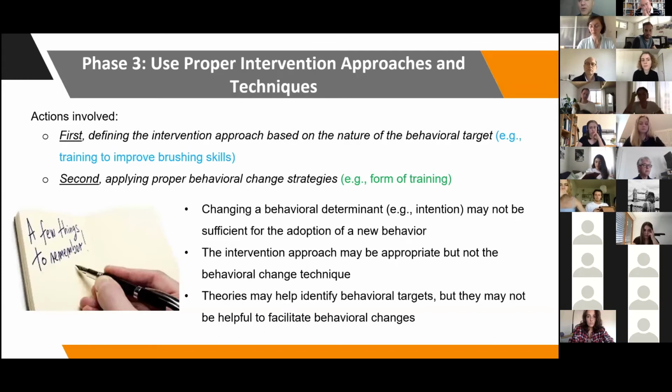This is something that I see very often: people identify that the target population is not performing the behavior because they don't have the knowledge or they don't have the skills, and then they use persuasion. They try to persuade them about the value of performing the behavior. That is not an approach to address the lack of skills, because persuasion is not meant to improve skills. Skills are improved by practicing those actions. So there should be consistency between what you want to change and the intervention approach you choose.